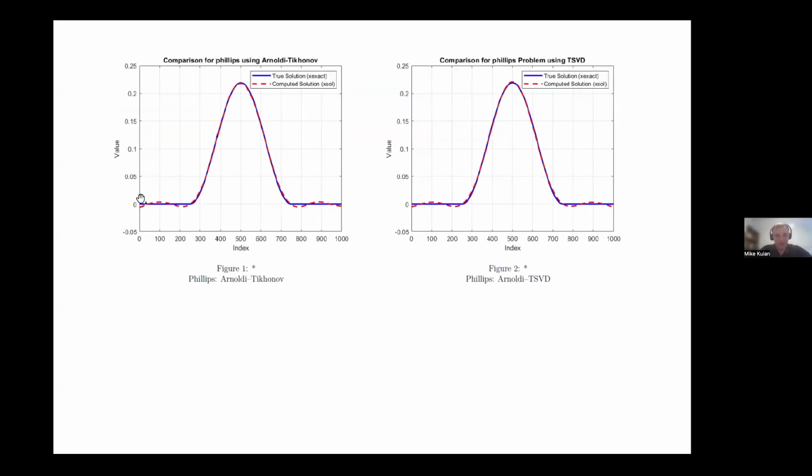So for Phillips equation, the true solution in blue and the computed solution. When we applied Arnoldi Tikhonov, you see the approximation is super accurate, because if you compute the data, the noise level was neglected.